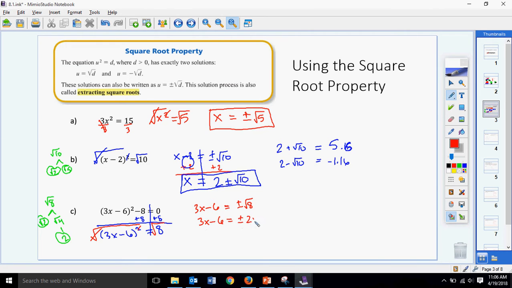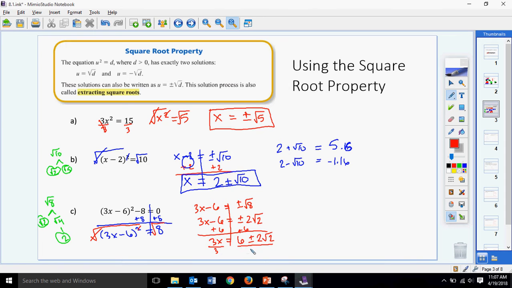Plus or minus 2 square roots of 2 is the same thing as plus or minus the square root of 8. Okay, now I'm ready to solve. So I want to add 6 to both sides. And like I did in the previous example, it'd be a positive 6 plus or minus 2 square roots of 2. One more step to get x by itself, I need to divide by 3.